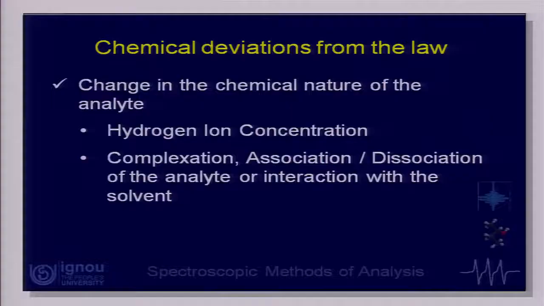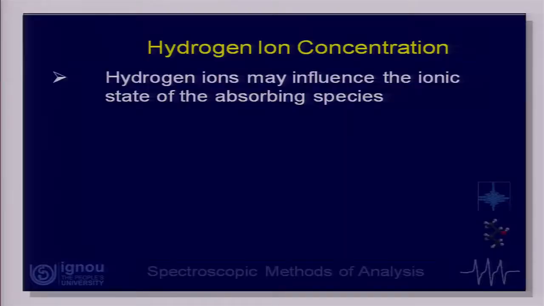So, all these can lead to a change in the chemical nature of the absorbing species, and as a consequence there are deviations from the law. Okay, let us take up some examples here. Let us talk about the first case first, that is of hydrogen ion concentration. Hydrogen ion concentration typically influences the ionic state of the absorbing species. Let's take this example.